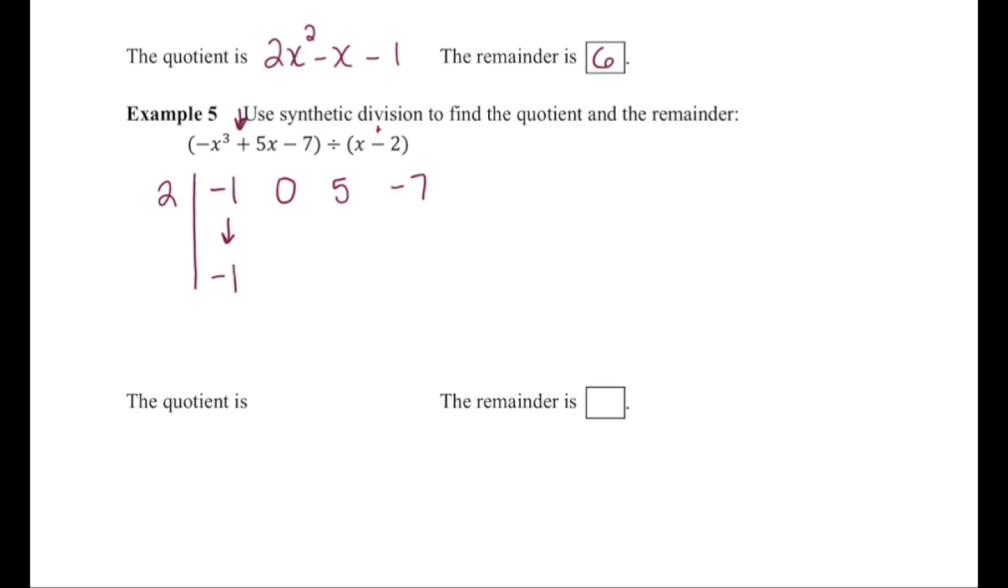2 times -1 is -2. 0 minus 2 is -2. 2 times -2 is -4. 5 minus 4 is 1. 2 times 1 is 2. -7 plus 2 is -5. So this one also does not go in evenly. But here we'll have no x's, x, x squared. It becomes our coefficients of the reduced polynomial. -x squared minus 2x plus 1 with the remainder of -5.